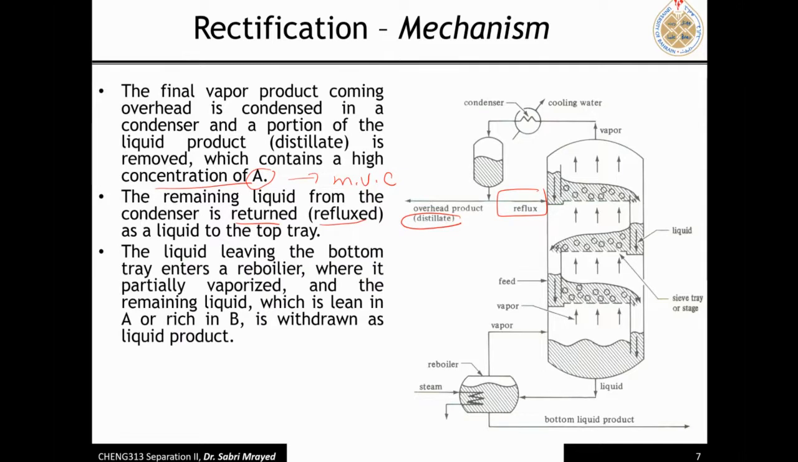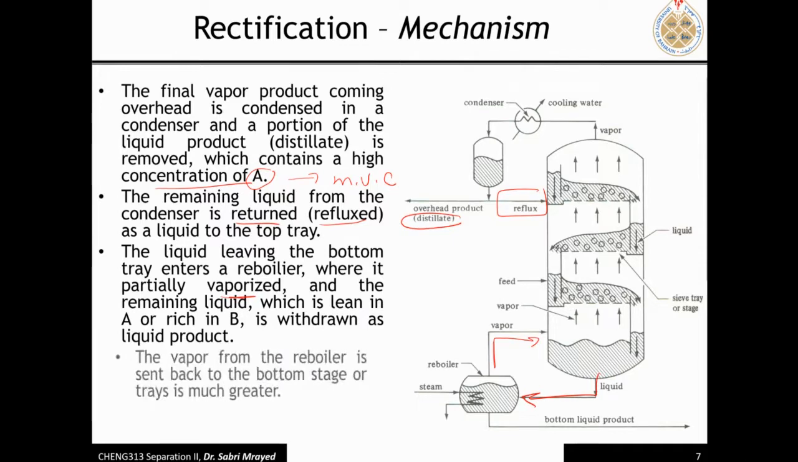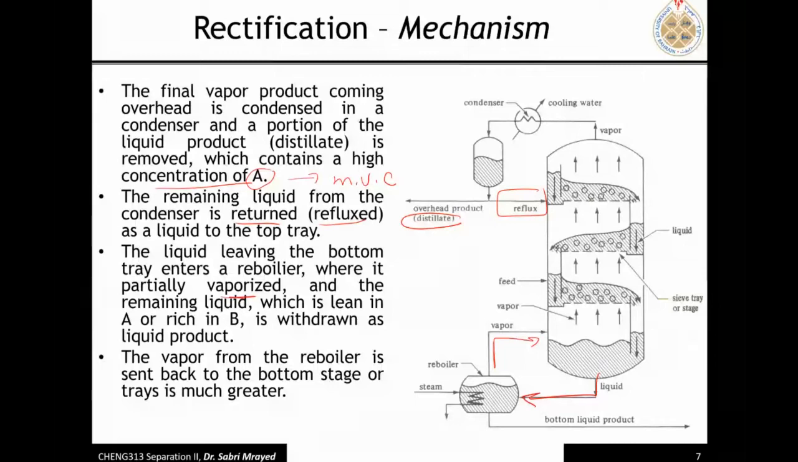The liquid leaving the bottom tray goes into the boiler where it is partially vaporized. So we don't vaporize all this liquid. We partially vaporize it just to ensure we have sufficient vapor going through the column toward the top stages. The vapor from the boiler is sent back to the bottom stage. Now we will start. Any questions before we start developing the equations?